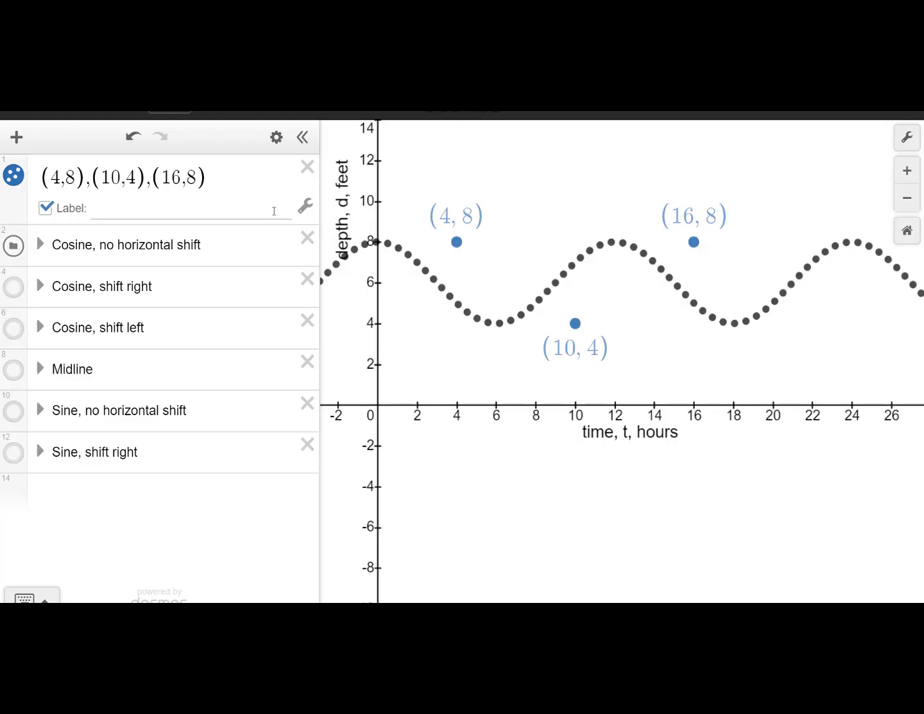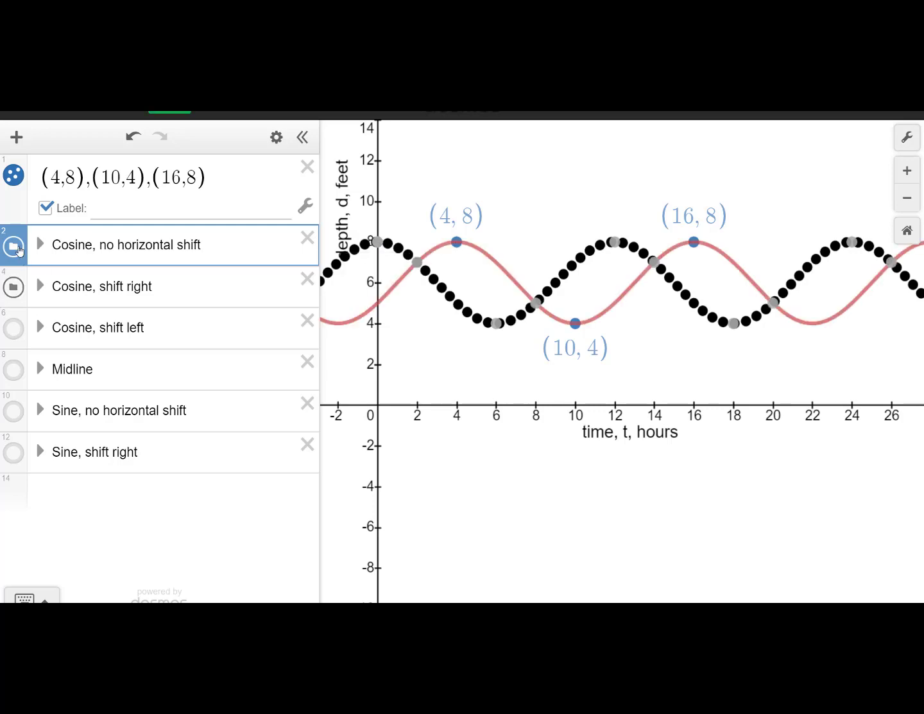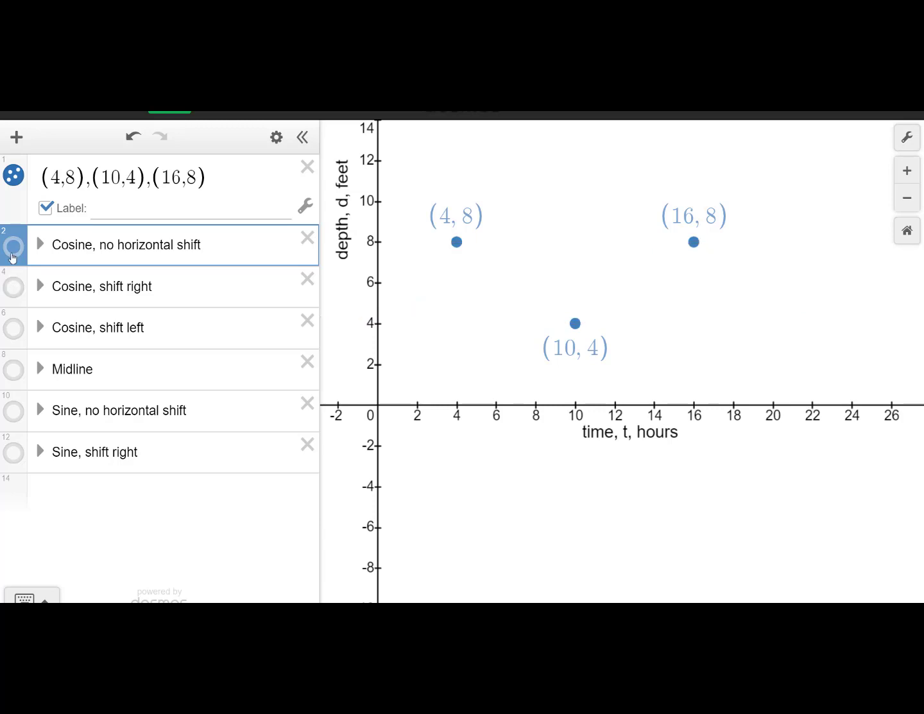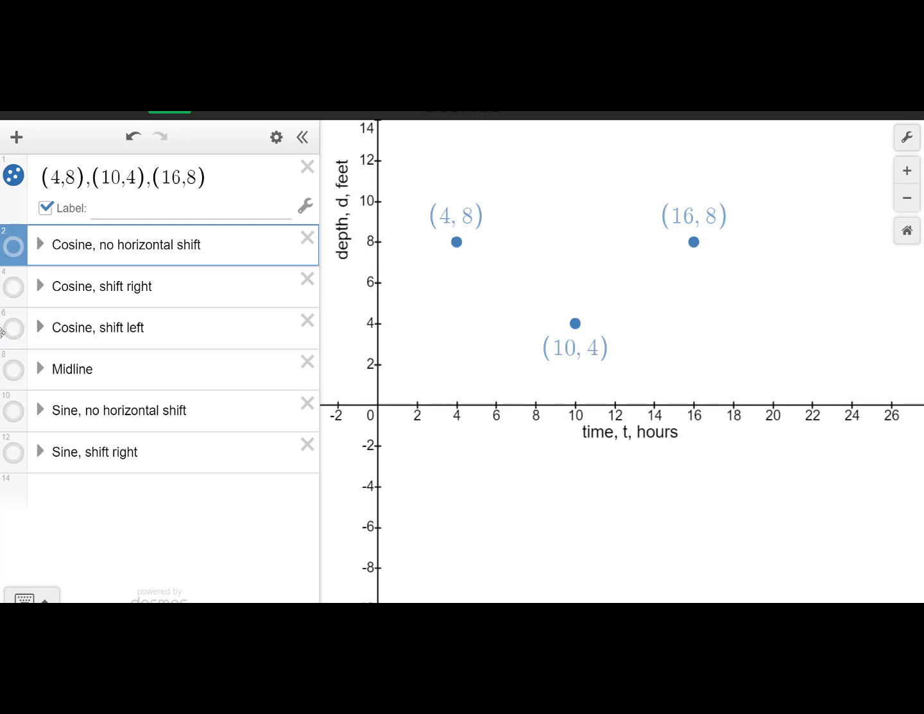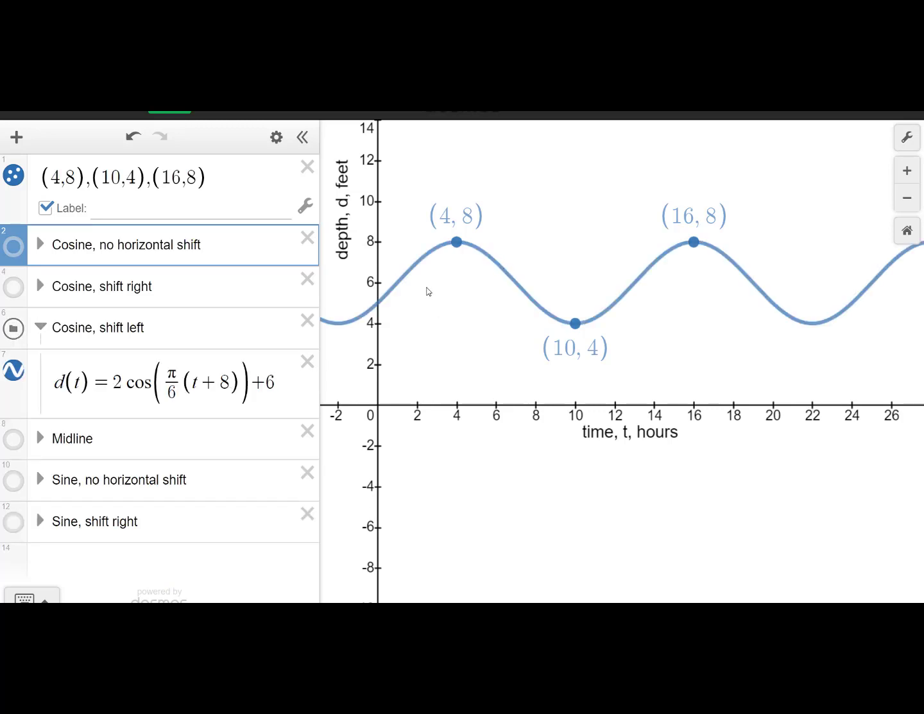So previously we saw that if we take the cosine function and shift it to the right 4 units, then we can model this data. But we also could think about taking this cosine function and shifting it to the left. So without a horizontal shift, the cosine function would have an anchor point at t equals 12, and we would need to shift that point to the left 8 units to move that anchor point to t equals 4. So a cosine function with a horizontal shift left of 8 units, we see models the data, and that would be written as d of t equals 2 times the cosine of pi over 6 times (t plus 8) plus 6.